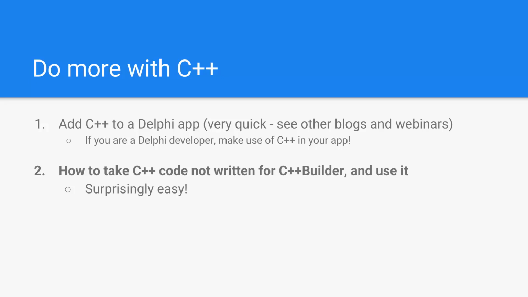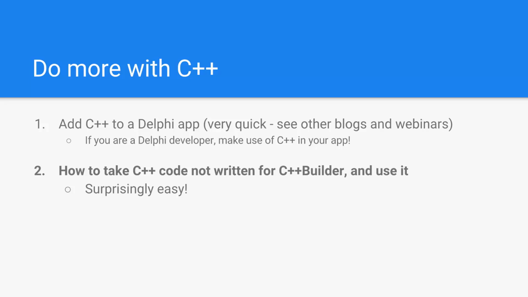So we're going to cover two things today. The first one very quickly, and the bulk of the talk today will be on the second. But the first is how to add C++ to a Delphi app. And this is particularly useful because if you want to do more with C++, you can take that a couple of ways. You might want to do more with C++ if you're a C++ developer, but if you're a Delphi developer, then you might want to do more by making use of C++. We're just going to go through that very quickly.